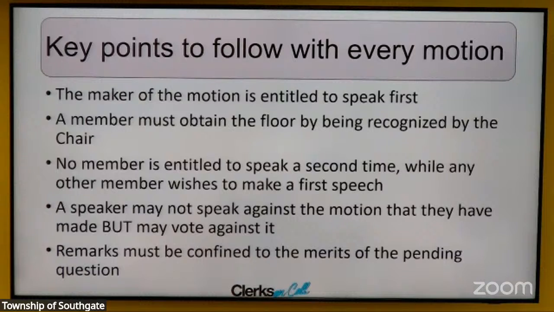So the maker of the motion is entitled to speak first. A member must obtain the floor by being recognized by the chair. No member is entitled to speak a second time while any other member wishes to make a first speech. A speaker may not speak against the motion that they have made, but they can vote against it. And remarks must be confined to the merits of the pending question.